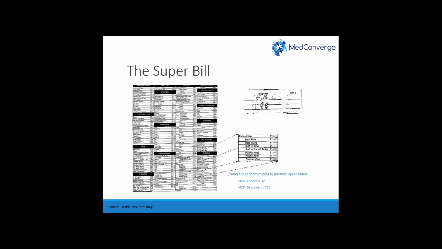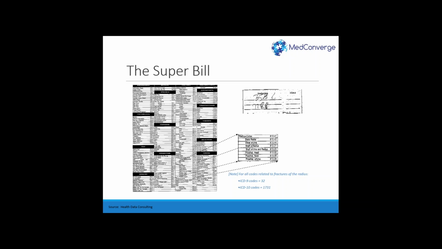This is how a traditional super bill looks, but it's not possible to have super bills anymore, because here is an example. We had 32 codes for fractures of the radius. We now have 1731 codes. So you can imagine it's just not feasible to have a paper that lists all possible conditions, right? Your documentation has to be good, and then your coder can go through your documentation and pick the appropriate code.